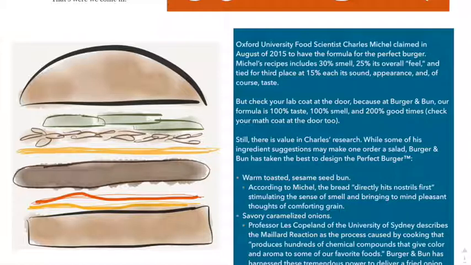Professor Les Copeland of the University of Sydney describes the Maillard reaction as the process caused by cooking that, quote, produces hundreds of chemical compounds that give color and aroma to some of our favorite foods. Burger and Bun has harnessed these tremendous powers to develop a fried onion experience sure to tantalize all taste buds.